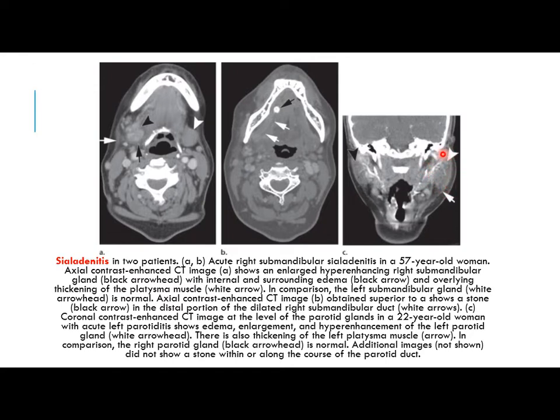parotid gland. Also, there is again thickening of the platysma muscle, and in comparison to the right parotid gland, which is normal, the other one is abnormal. Additional imaging in this case didn't show an underlying stone, so it may be mostly viral mumps or viral sialadenitis.